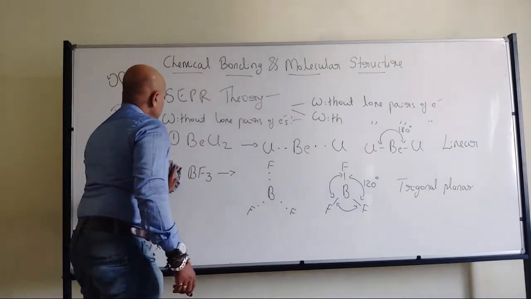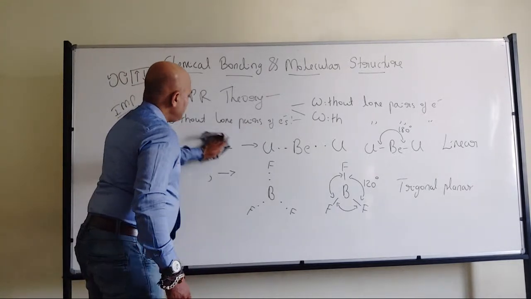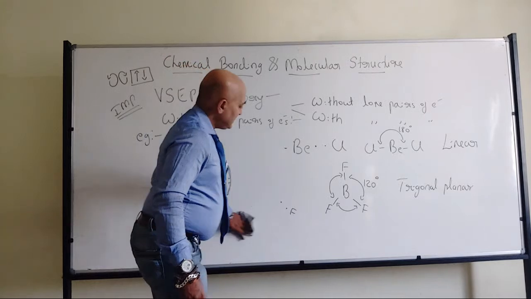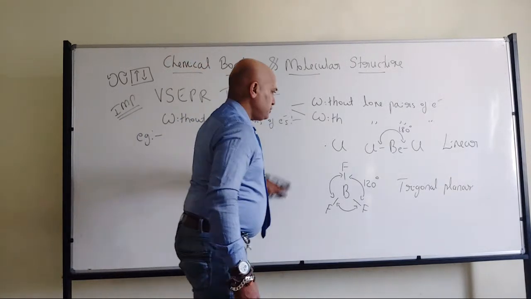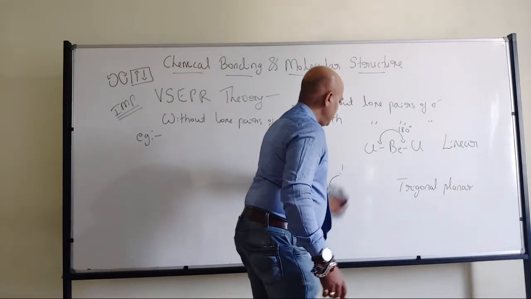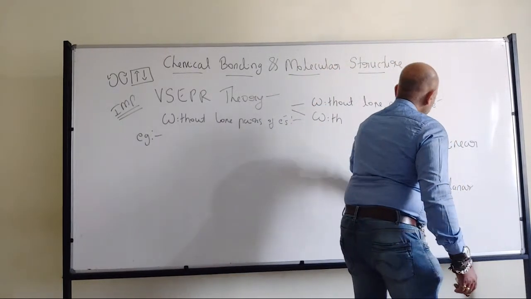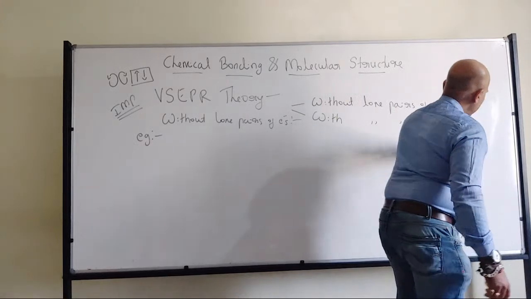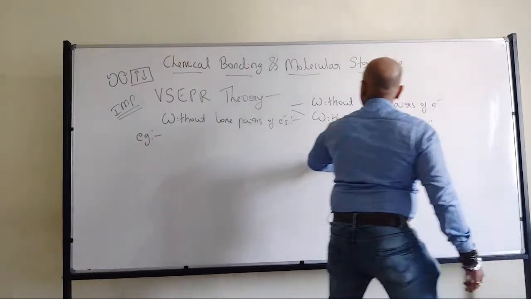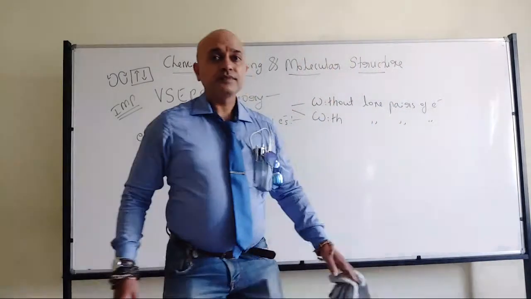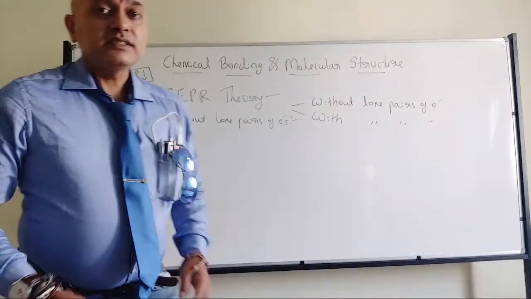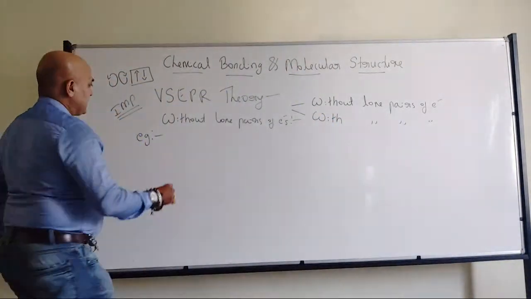So that's where beryllium chloride BeCl2 is forming linear structure because only 2 valence electron in beryllium. In boron trifluoride it is forming trigonal planar structure because 3 valence electron in the boron. All of you have understood? Okay. So next one. Another example.